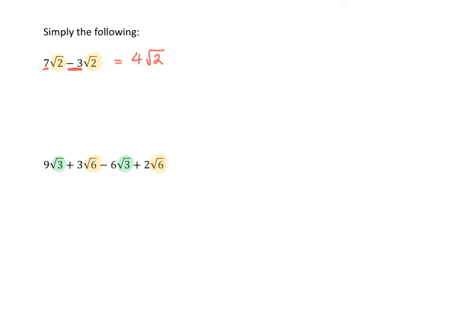So having a look at the square root of 3, I've got a 9 minus a 6. So that is going to equal 3 times the square root of 3. Then having a look at the square roots of 6, 3 plus 2. So that's going to be plus 5 times the square root of 6. So my simplified answer is 3 times the square root of 3 plus 5 times the square root of 6.